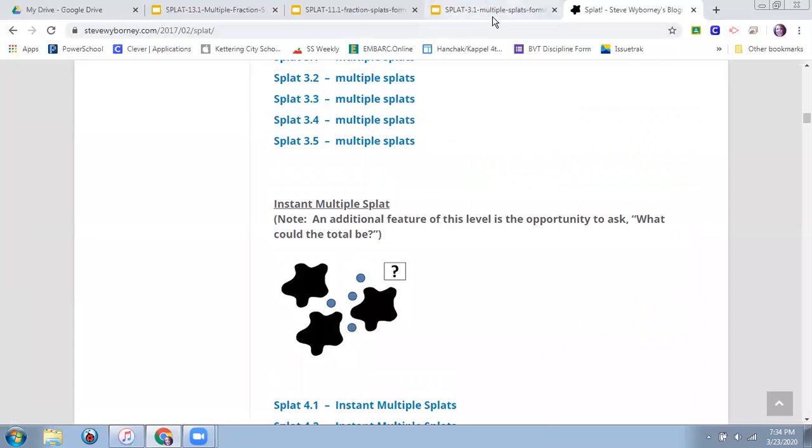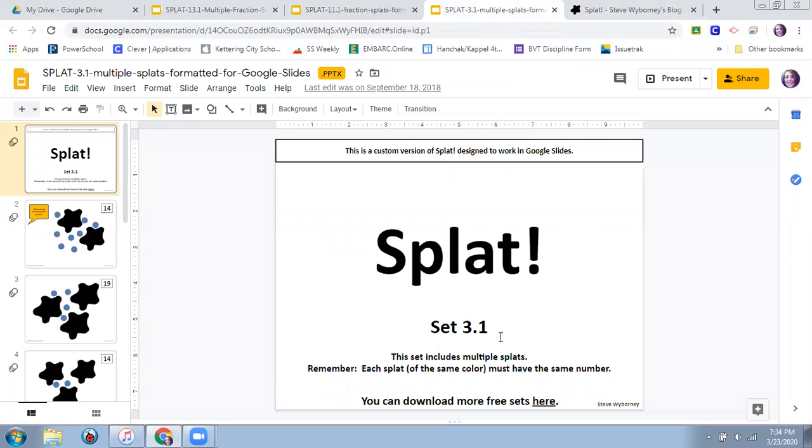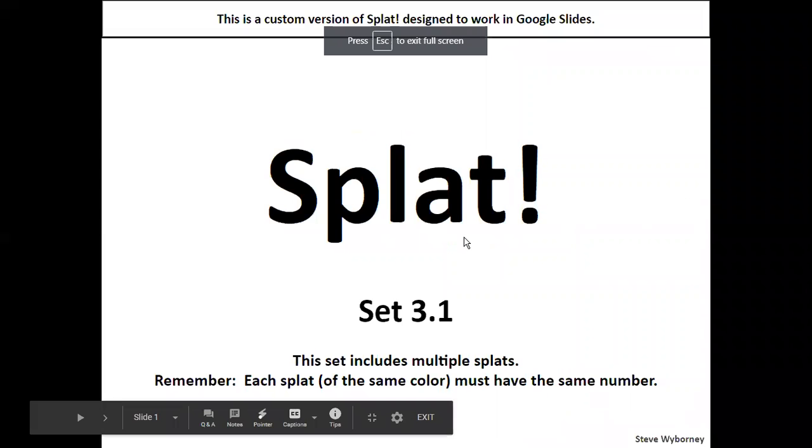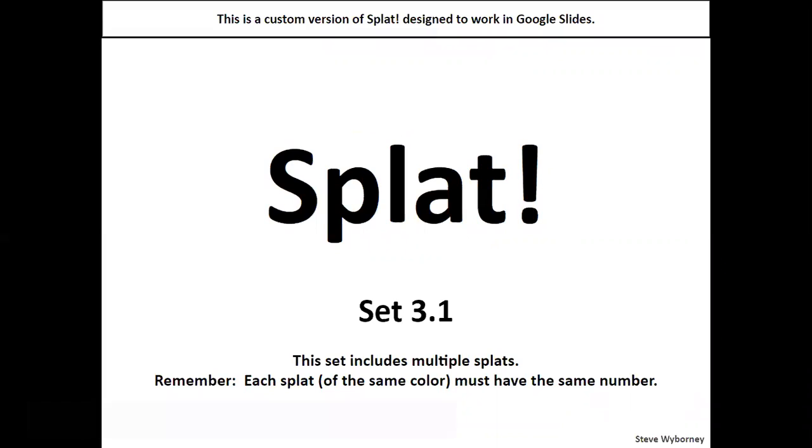Let's go. All right, so this is level 3. All right, so my primary kiddos, my kindergarten, 1st and 2nd grade are going to be doing levels 1 and 2. 3rd grade, I would definitely start back at 1 and 2 to get them used to Splat, and then I would come here to level 3. So each Splat of the same color has the same number. You can see it on that starting slide there.